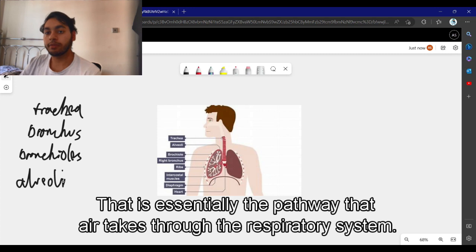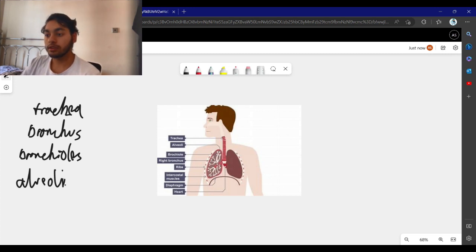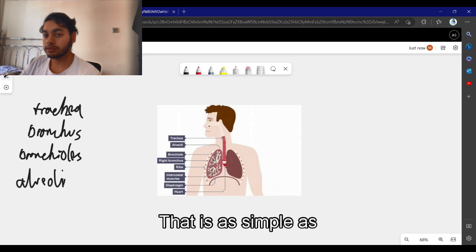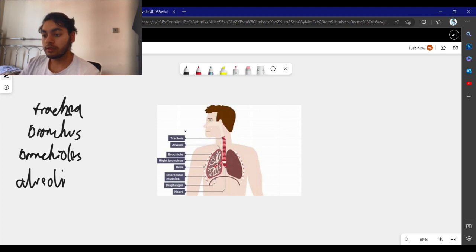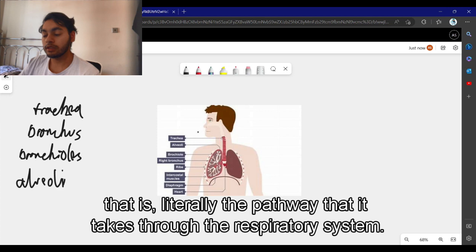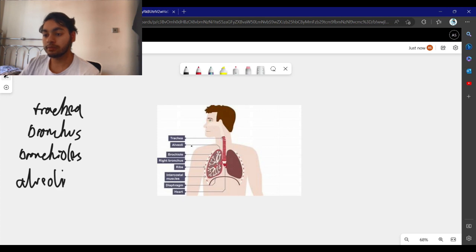That is essentially the pathway that air takes through the respiratory system, and that's as simple as it gets. So breathing out just goes the opposite way. But how it does it is a bit different.